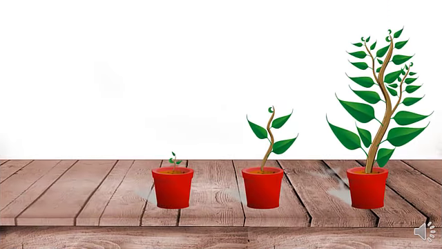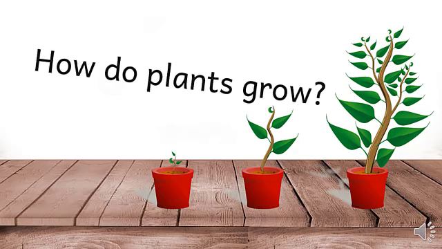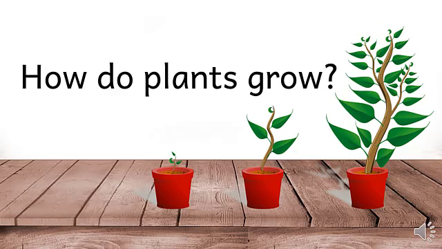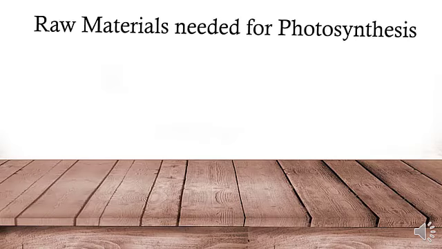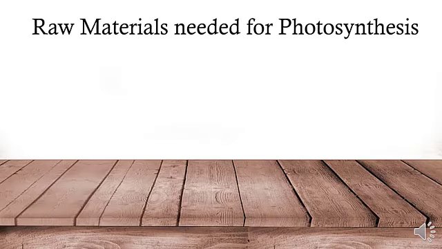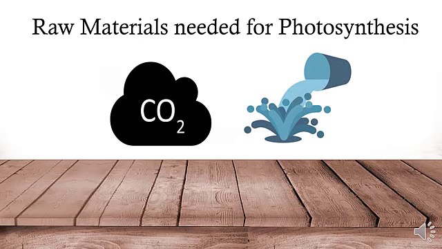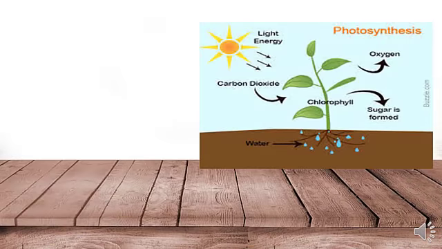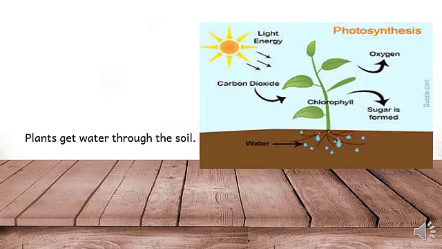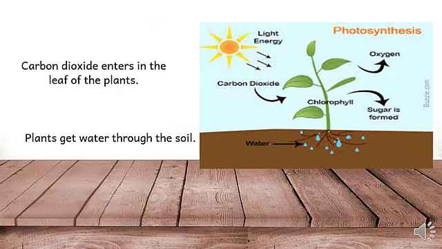Now, it's about time for you to know how plants grow. What are the materials needed for the plants to grow? Here are the raw materials needed. We have carbon dioxide and water. You have to take note that plants get water through the soil, and carbon dioxide enters in the leaf of the plants.